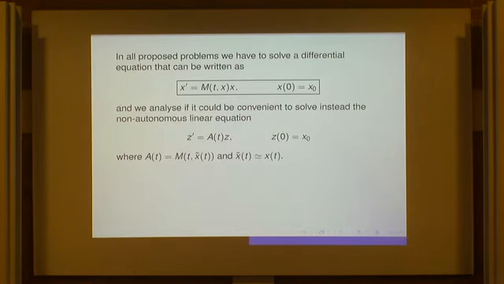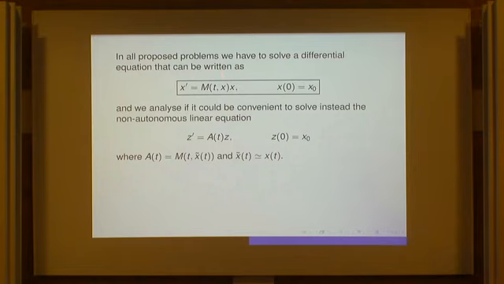Well, in all previous methods, in all examples, I'm considering the Schrödinger equation. At the end, the structure of the differential equation is this one. It's a nonlinear differential equation when we discretize. And what I'm trying to mention is that we want to analyze whether it could be convenient to solve instead a non-autonomous linear equation where A(t) is an approximation to this one. But then we have to find which is the best approximation to this function here.